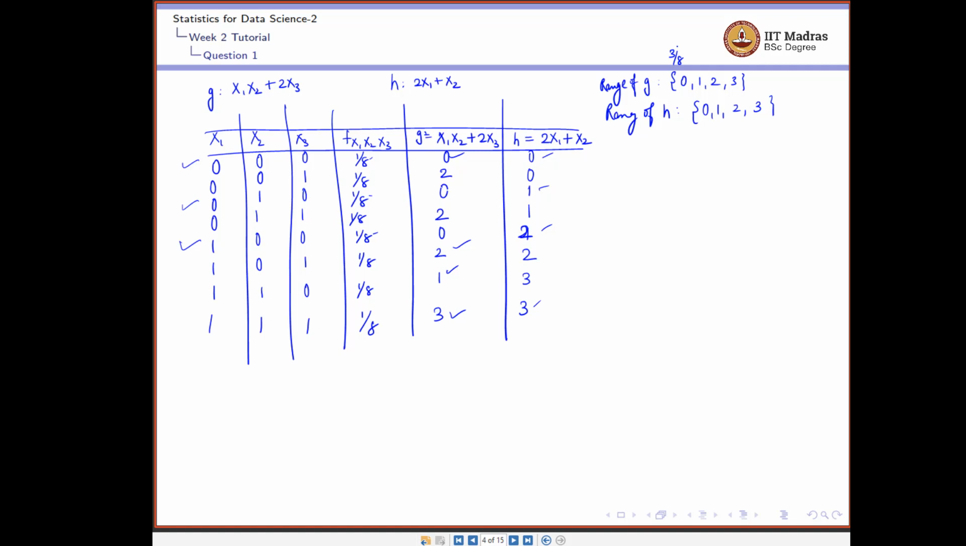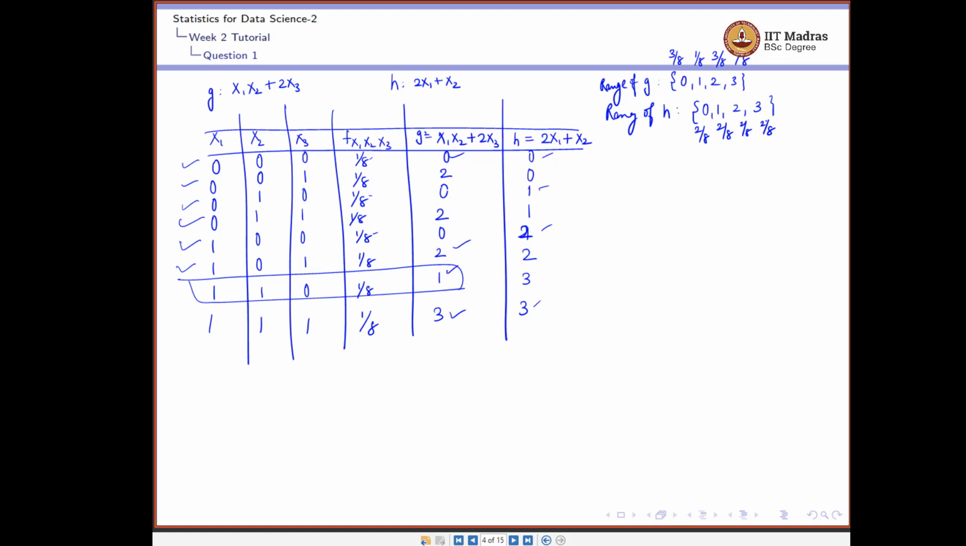Now what is the probability that G is taking the value 1? As we can see, we have 1 only in one case. So this one. So the probability is going to be 1 upon 8. Similarly for 2, it is going to be 1 upon 8 plus 1 upon 8 plus 1 upon 8. So again it is 3 upon 8. And this is again 1 by 8. Similarly you can find for H. So it is going to be 2 by 8, 2 by 8, 2 by 8 and 2 by 8.